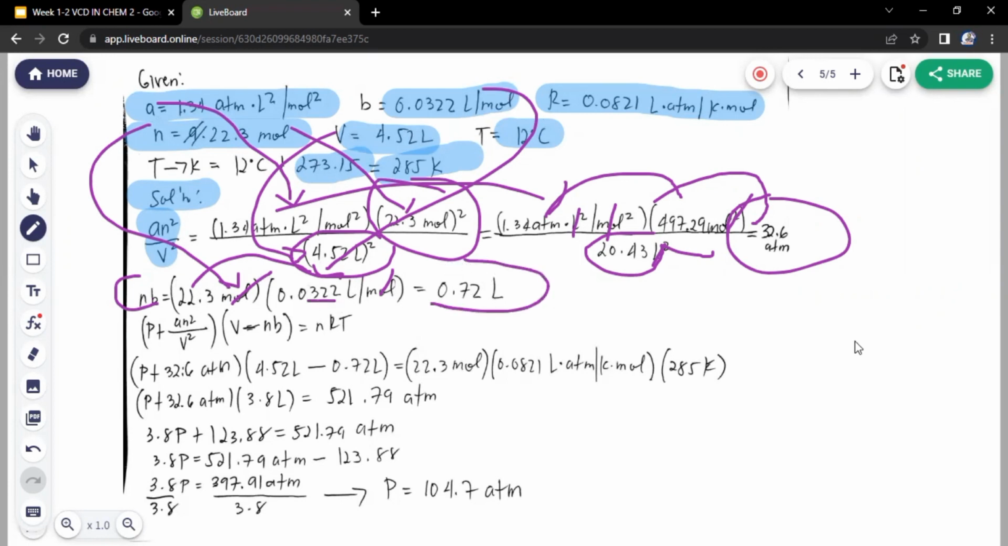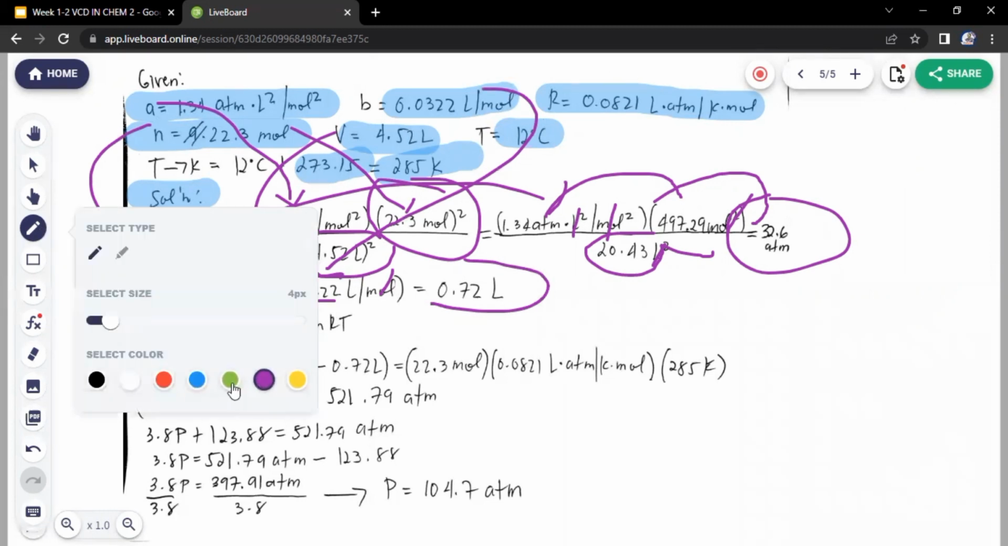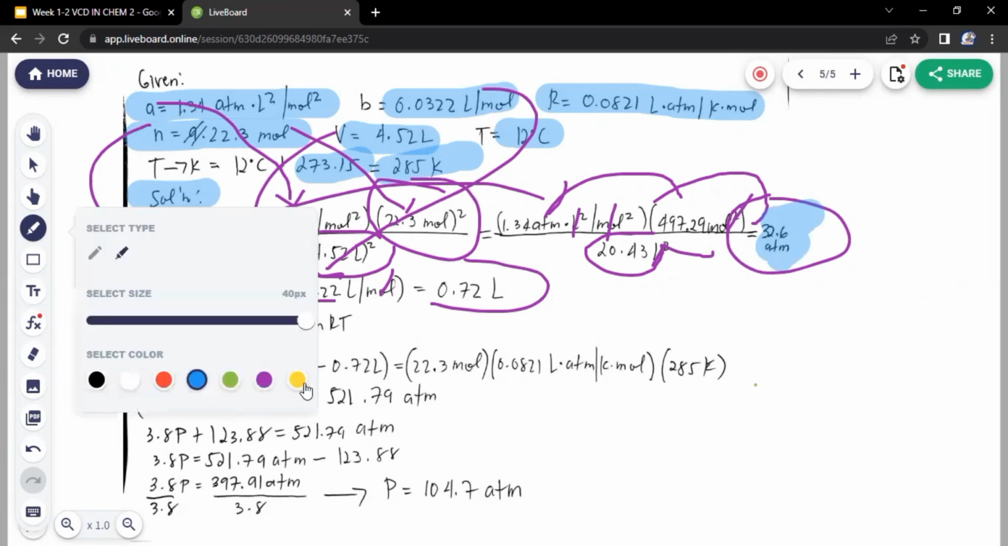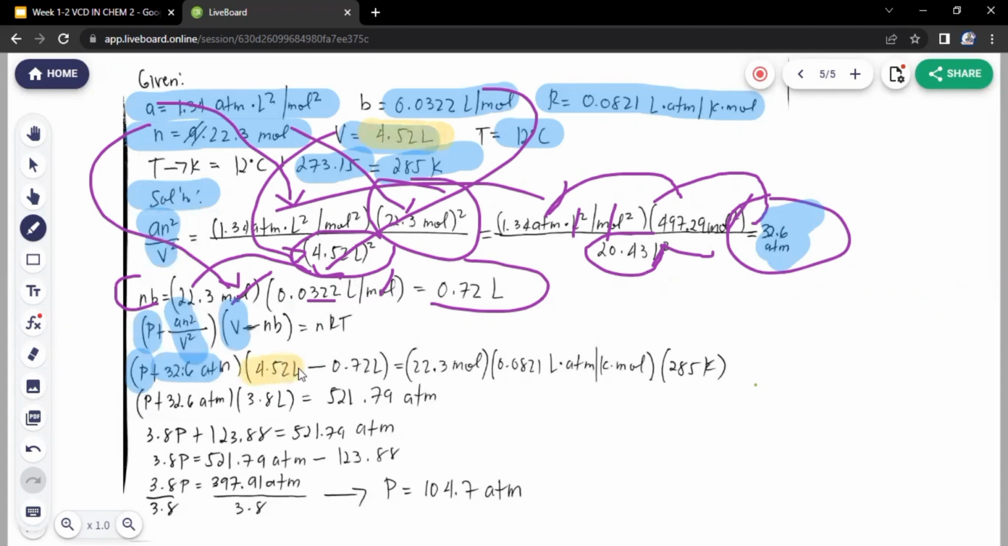And then plug the values here. The value of your P, you will be looking for that. A N squared over V squared is 32.6 atm. And then the volume is this one from the given values, 4.52 liters minus the value of your N B, which is 0.72 liters. And then equal that, plug the value of your mole, which is 22.3 moles from the N here. All right. The value of your R, 0.0821. And then the value for your temperature is 285 Kelvin.